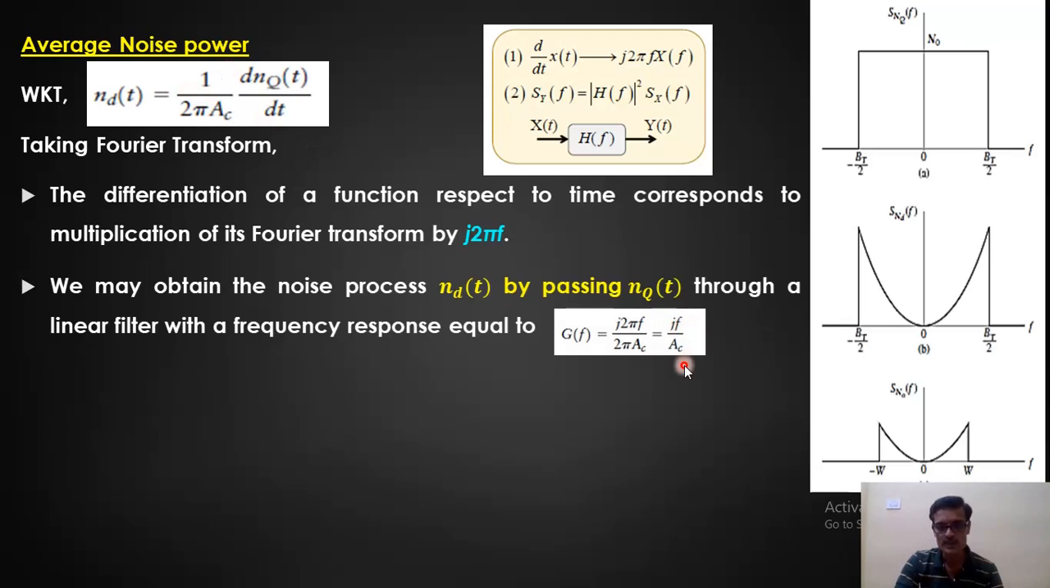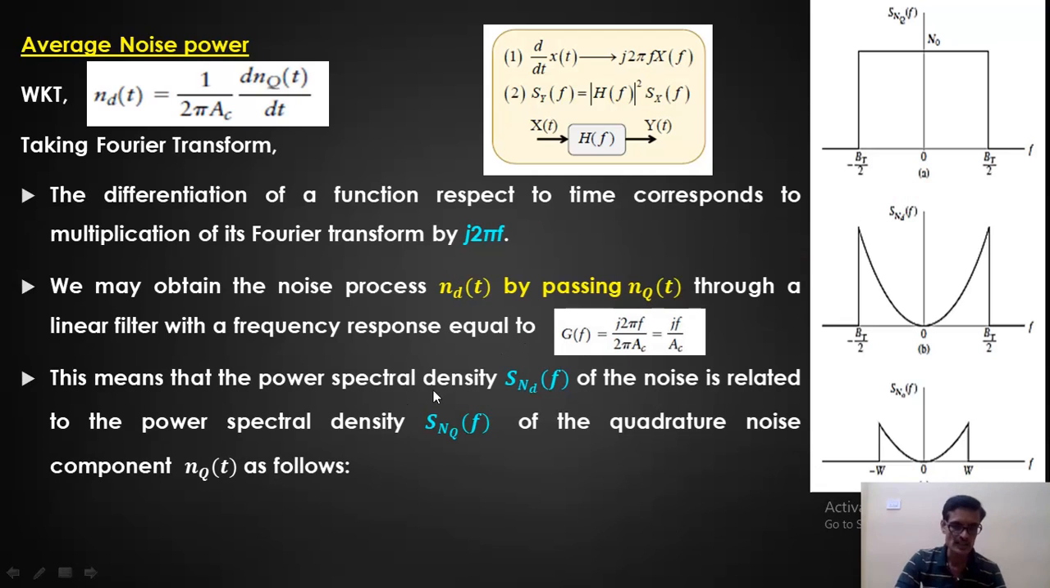I'll get jf by A_c. That is G(f). So G(f) is the filter to which I am passing n_q(t) to get n_d(t). In the spectrum representation, you can say that the power spectral density S_nd(f) of the noise at the output of such a filter is related to the power spectral density of n_q(t). S_nq(f) is N_0, with no frequency shifting at all, because it is centered around 0 now, from minus B_T by 2 to plus B_T by 2.